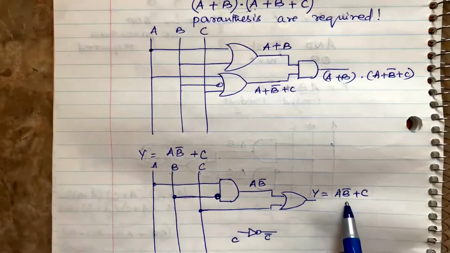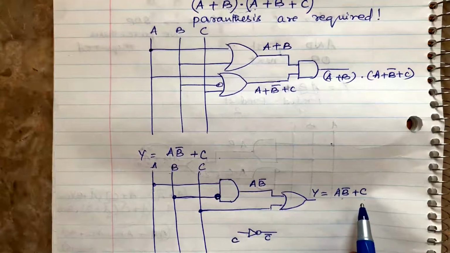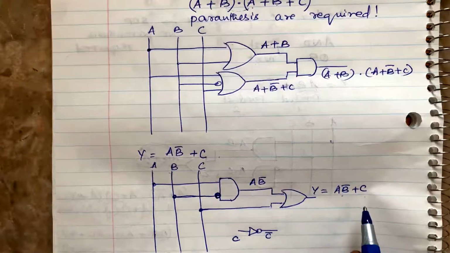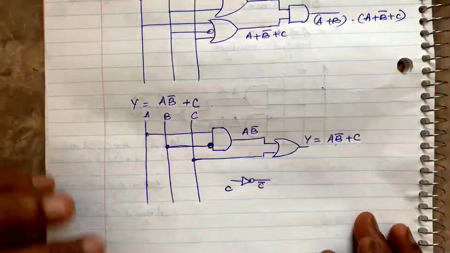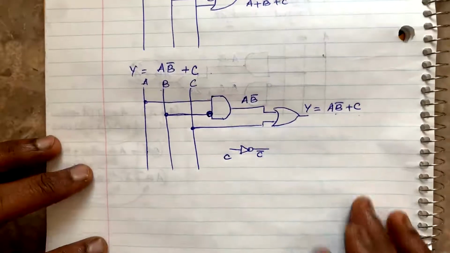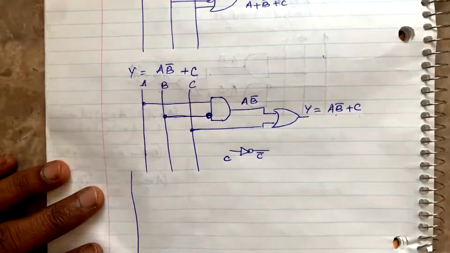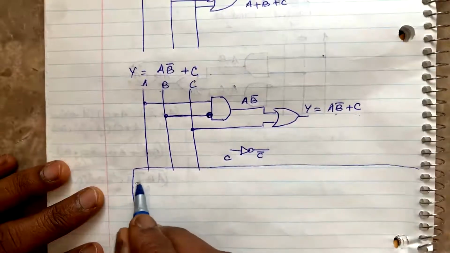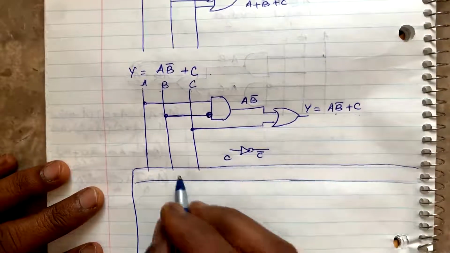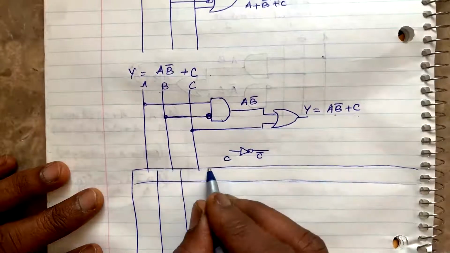Now, if you want to find the value of this, it can only be a 0 or 1, right? So we need to go for a truth table, okay? If I ask you to get the truth table output of this y equals A B bar plus C, you need to make a truth table with 8 combinations because there are 3 inputs, right? So A, B, C.